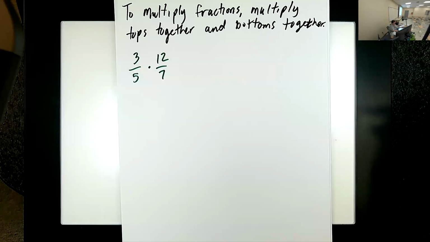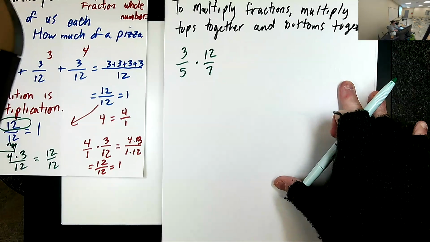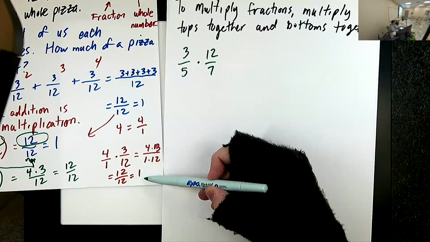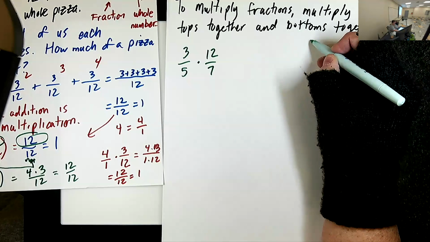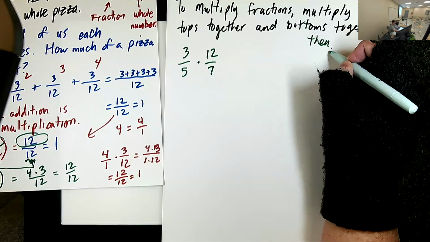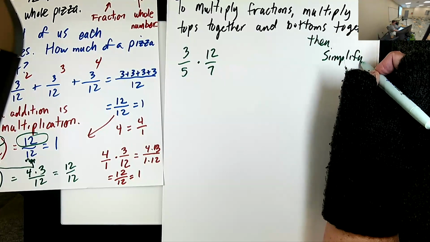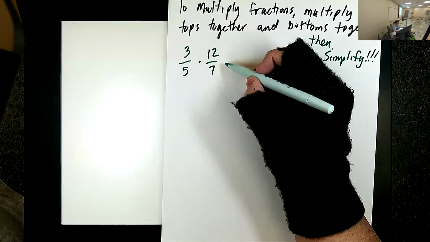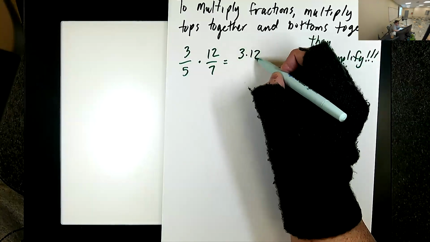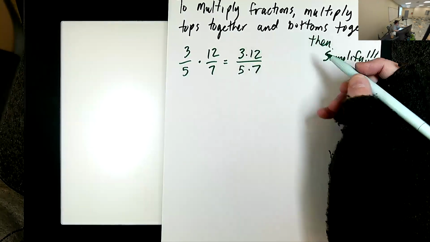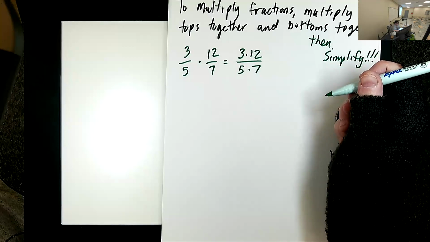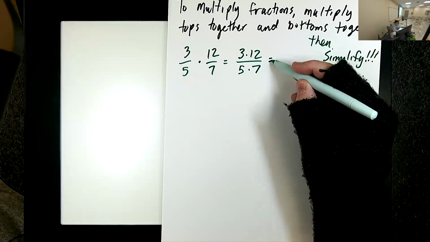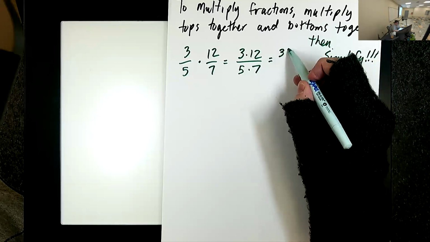Before that, I want to go back and point out something I did at the very end. Notice we had 12 over 12 and I wrote it as 1. You always want to simplify too. That's important. So we can do this here. Multiply tops together and bottoms together. And we get 36 over 35.